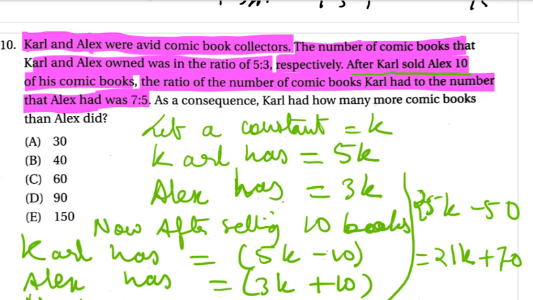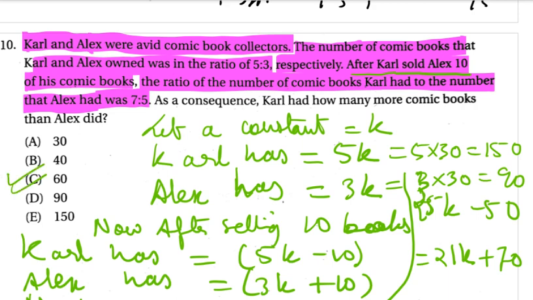Now the question is telling us to find how many more comic books Carl had than Alex did. So we got k as 30. So 5 into 30 is 150, and 3 into 30 is equal to 90. Now when you subtract them, what answer are you going to get? That's 60. So your correct answer is 60. So Carl had 60 more comic books than Alex.